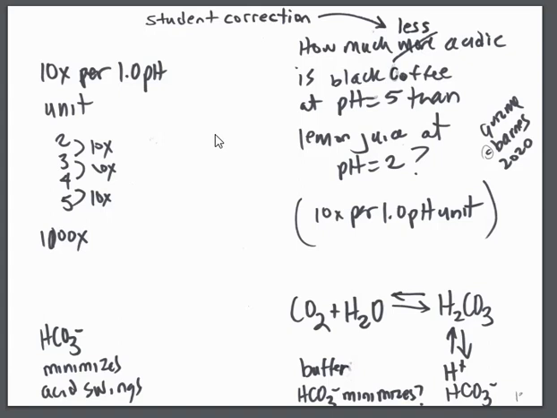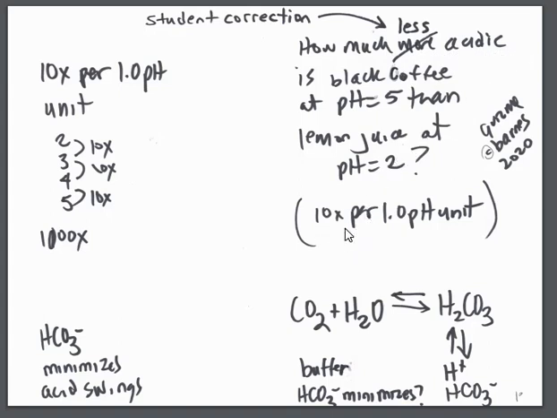Thank you to an astute student who picked up on the error of my original statement. I originally said how much more acidic is black coffee at pH 5 than lemon juice at pH 2. It should correctly be stated how much less acidic.